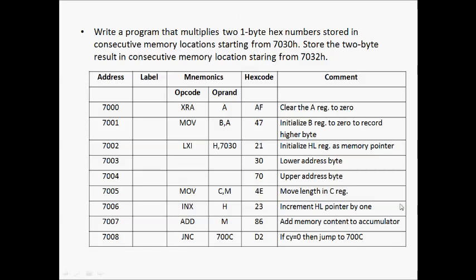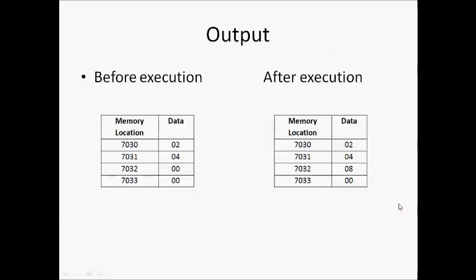This completes the multiplication program, and the output is: before execution we took data 7030 content 02, 7031 content 04, 7032 00 and 7033 again 00. After execution 7032 is 08 and 7033 is 00. If a carry is generated, this output may change. So we completed the multiplication program.